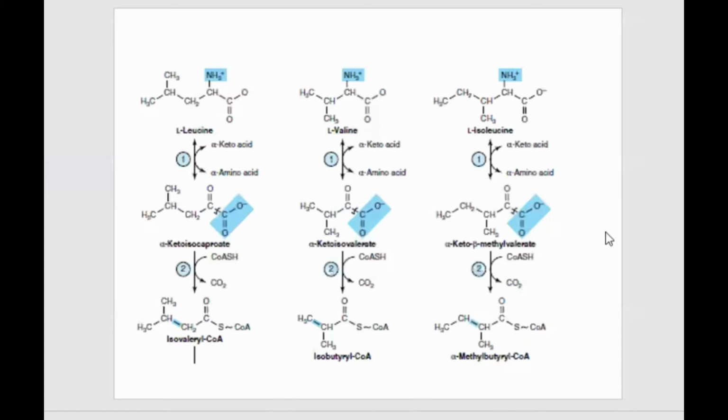Then they are acted upon by alpha keto acid dehydrogenase, which is similar to pyruvate dehydrogenase and alpha keto glutarate dehydrogenase. What are the 5 coenzymes necessary for these enzymes? Any of you remember? Thiamine pyrophosphate, lipoic acid, coenzyme A, NAD, and FAD. So the 5 coenzymes are necessary.